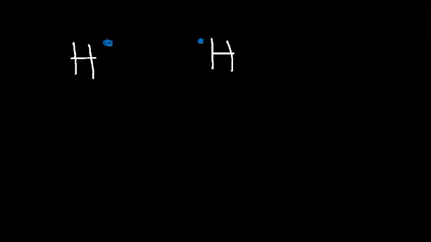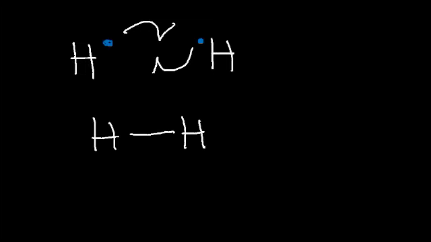So each of these hydrogens needs one more electron to fill that first shell with a total of 2 electrons. And both of these elements are the same. So what they're going to do is share their electrons. And so these two are going to form a bond. So when you see a bond, this bond represents the sharing of 2 electrons. And so this is a covalent bond. Anytime you have sharing of electrons, it's a covalent bond.